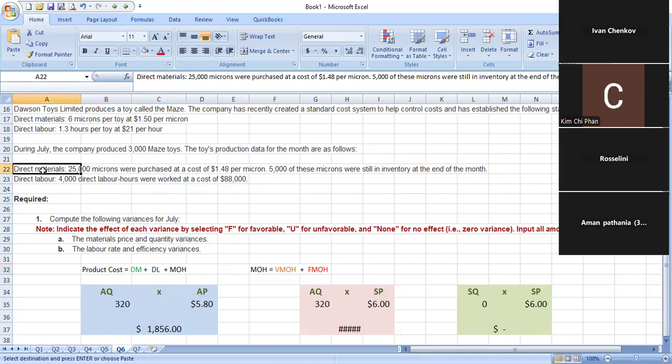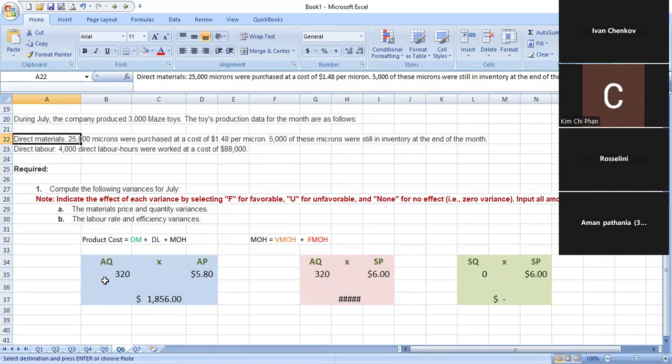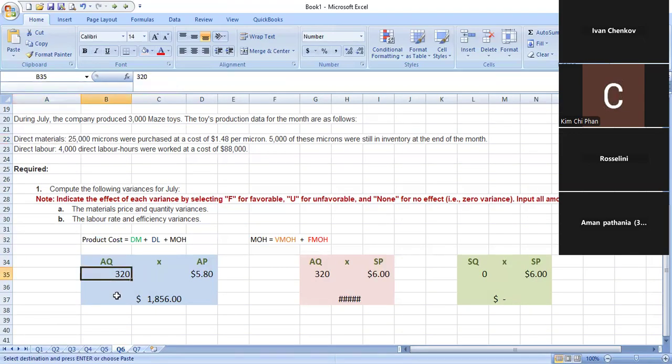Now, since we have a difference between purchase and usage, you have to split the variances for the price and the quantity. Make sense? That's the first thing that you have to keep in mind. If you see the difference between purchase and usage, because that's the point of this question, you need to be able to identify how much I'm purchasing versus how much I'm using. So let's go first with how much we actually purchase.